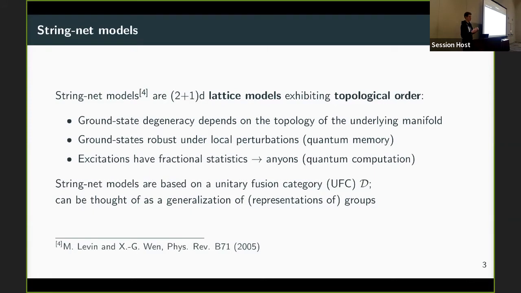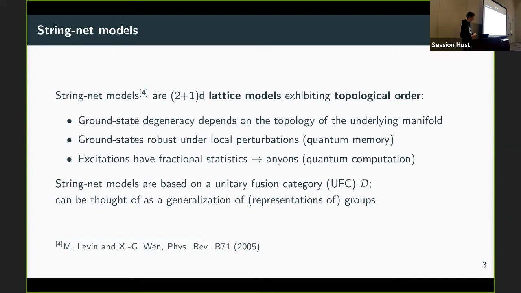These excitations can have fractional statistics, meaning that if you rotate one particle 360 degrees, you don't necessarily get either a plus or a minus sign as you would with bosons or fermions, but you can get more exotic things. You can get anyons. And if you braid these anyons with each other, you take one anyon around another anyon, you can get very non-trivial things, to the extent that for some models you can actually perform universal quantum computation with these anyons. So the input to these stringnet models, the mathematical thing you have to put in to get this model out, is a unitary fusion category.